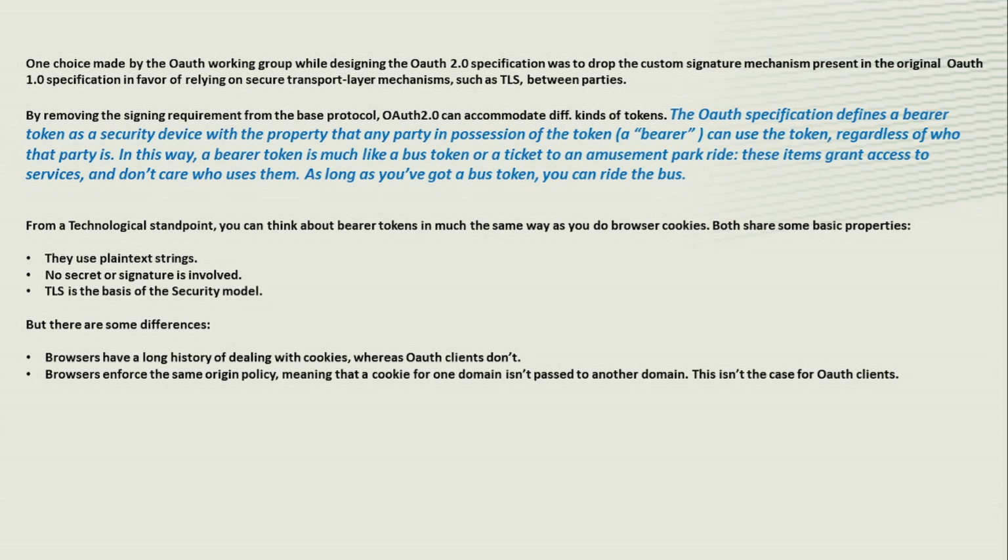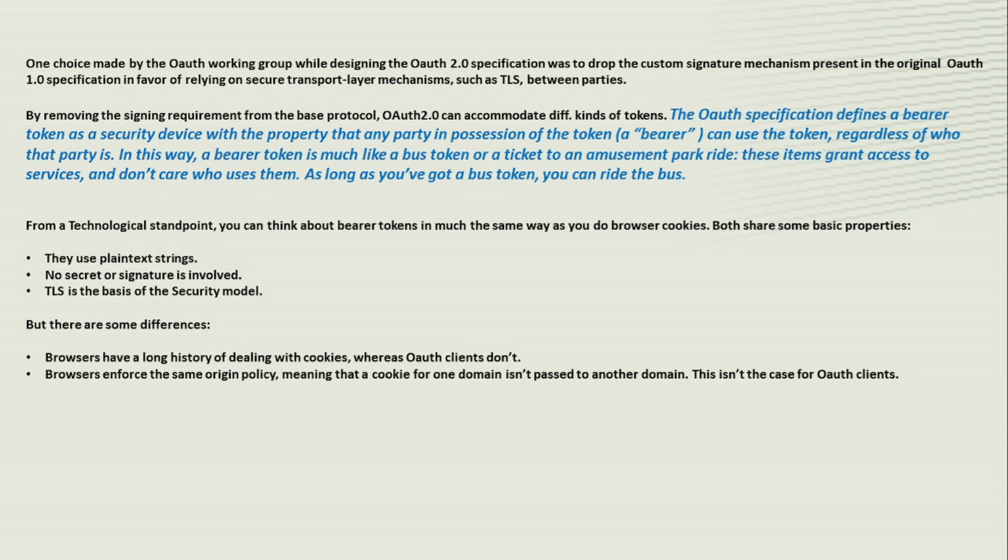From a technological standpoint, you can think about bearer tokens in much the same way as browser cookies. Both share some basic properties, but there are some differences also. The basic properties: they use plain text strings, no secret or signature is involved, and TLS is the basis of the security model.